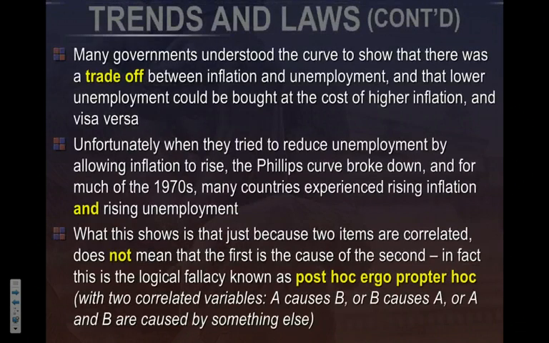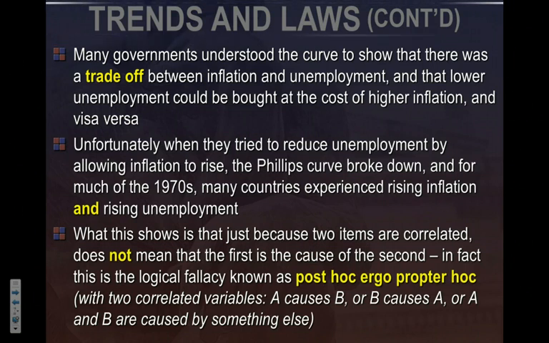So many governments then would essentially trade this off and say, you know what? We can lower unemployment by raising inflation, and vice versa. If we lower inflation, it will raise unemployment. But when they tried this, when they tried to reduce unemployment by letting inflation go up, the Phillips curve actually broke down. And for much of the 1970s, many countries experienced both rising inflation and rising unemployment, which was not something the Phillips curve would have predicted.